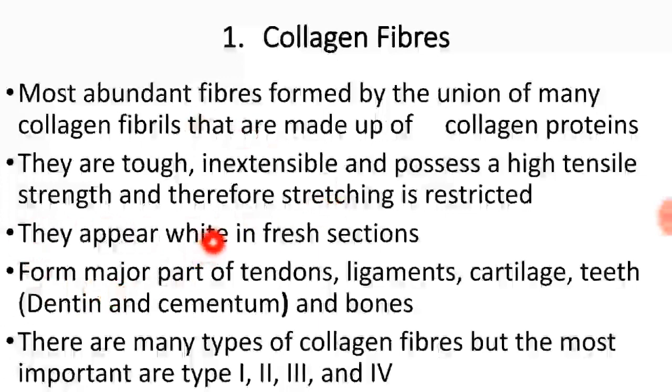They appear white in a fresh section. Collagen fibers are white in a fresh section, and they form a major part of tendons, ligaments, cartilage, teeth, and bones. So collagen fibers zinapatikana kwa wingi kwenye hizi sehemu: tendons, ligaments, cartilage, teeth, and bones.